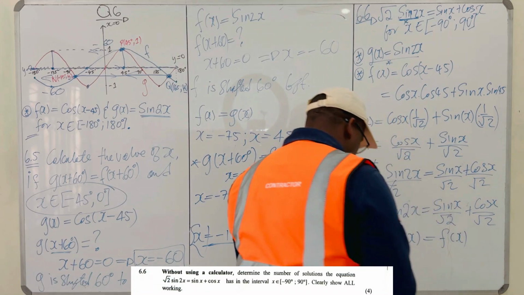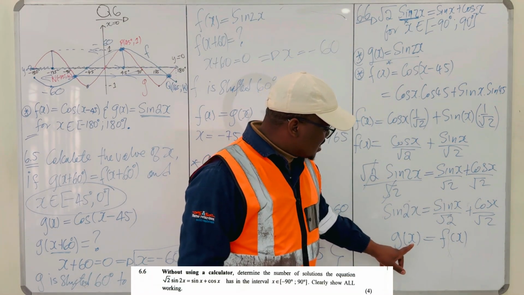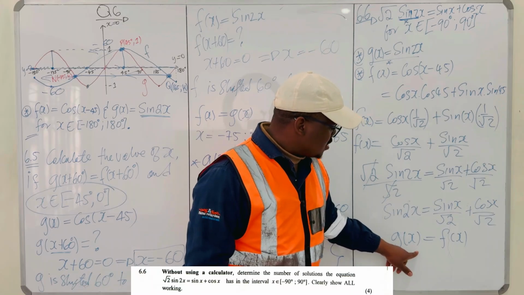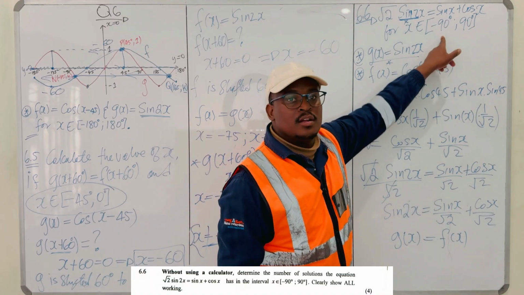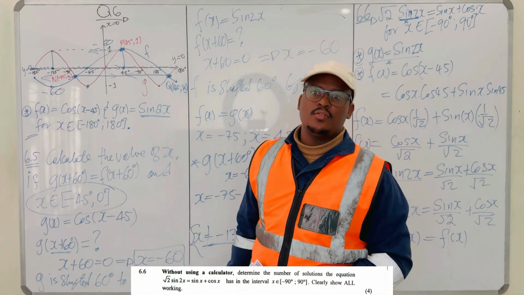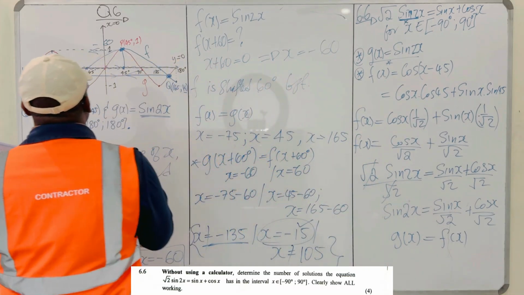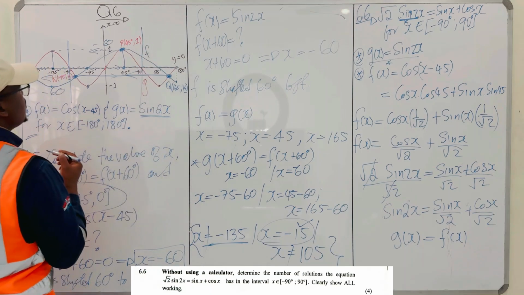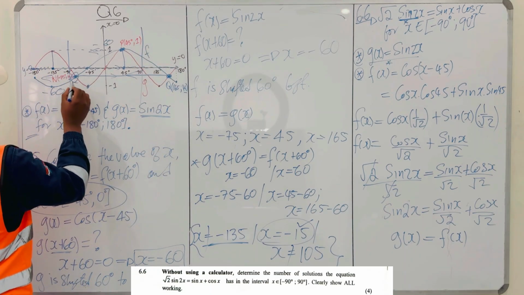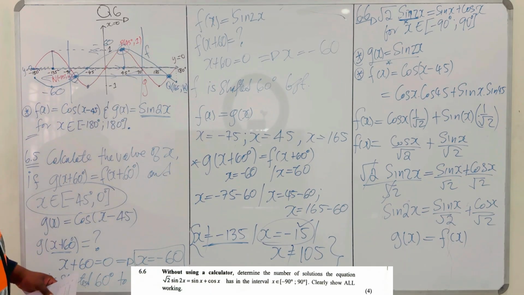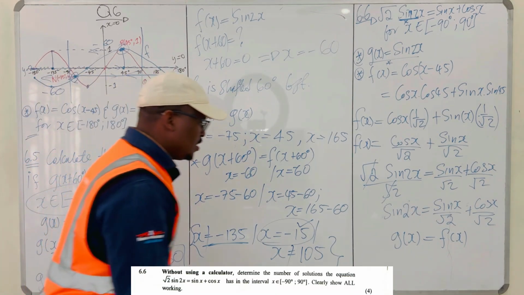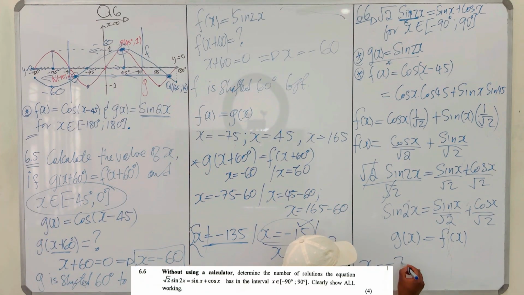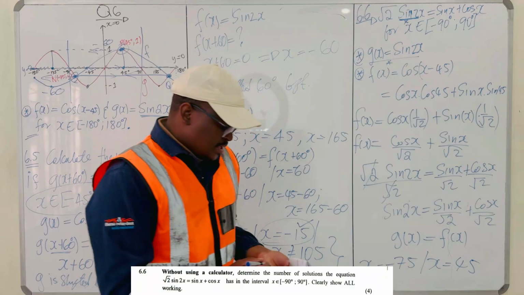So essentially, what they're asking is the points of intersection of f and g on that interval. So you have f, you have g. Have a look there. So f and g on this interval, from this one to this one, where do they intersect? They intersect here at minus 75 and 45 degrees. So you say x is equal to minus 75 degrees, or x is equal to 45 degrees. That's where those two intersect.